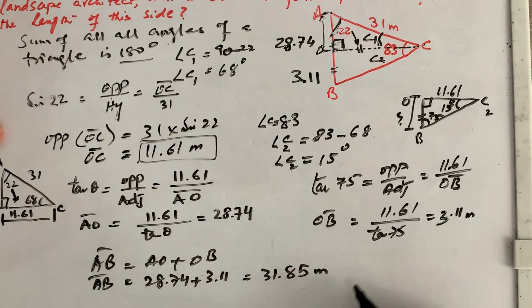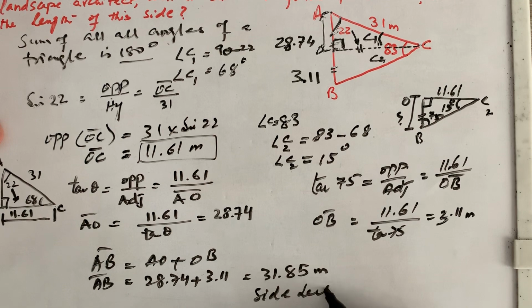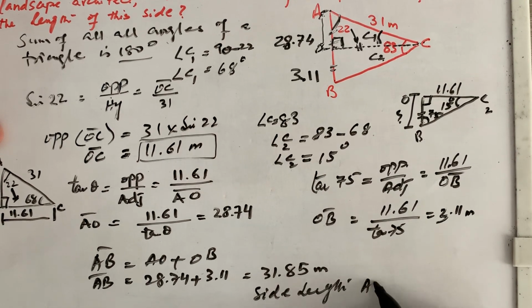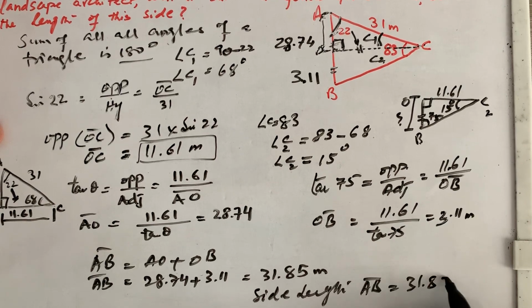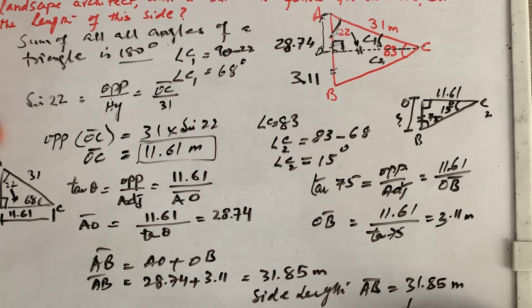So AB side length is equal to 31.85 meters. Our answer.